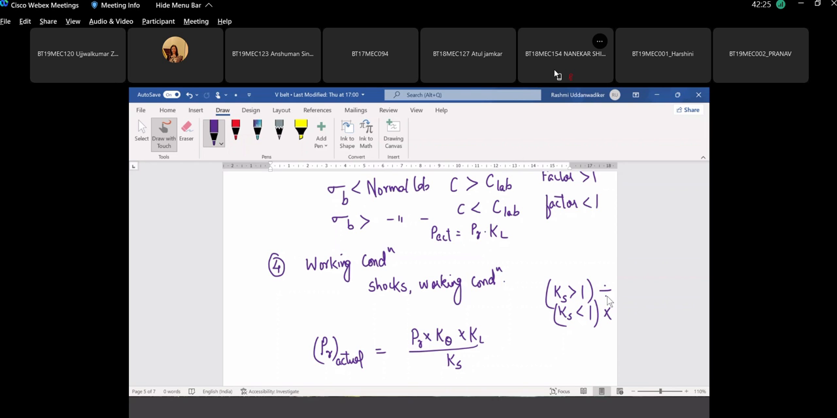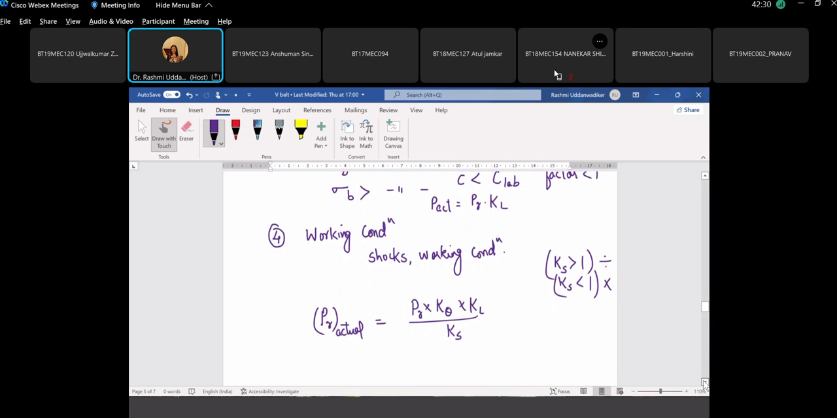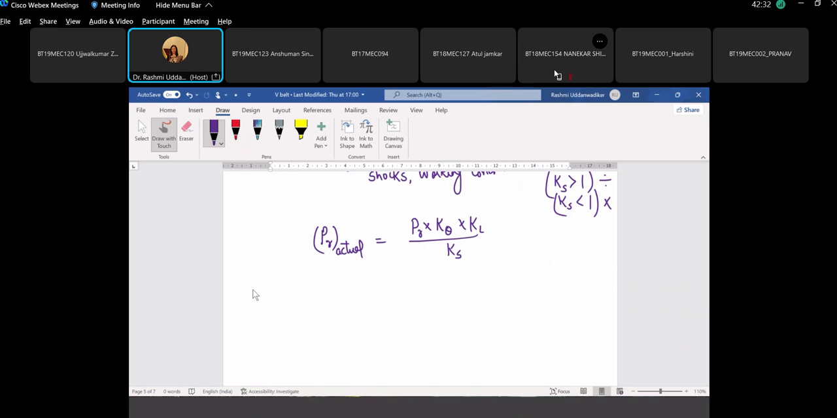A V-belt drive is used to transmit. Take the problem statement, we'll solve the problem and then you can ask me queries if you have, because I'm sure it's not clear to you as of now.